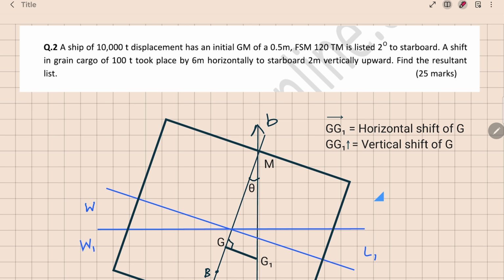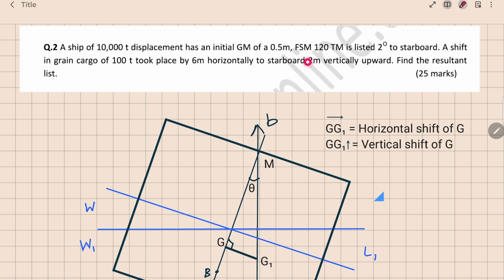In a question like this, where the ship is already listed, we must first find the initial listing moment. And then we will find the listing moment caused due to shift of cargo. Since both are to starboard, they will add up and we will get the final listing moment. Then about the GM. We will first see that there is a FSM given, free surface moment, and GM is 0.5 meter, which is GM solid, obviously. So we will find the FSC and find the GM fluid.